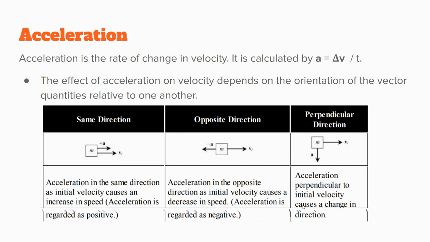Acceleration in the same direction as the initial velocity causes an increase in speed, so acceleration is regarded as positive. However, when it is in the opposite direction, acceleration in the opposite direction as initial velocity causes a decrease in speed. So acceleration is regarded as negative.